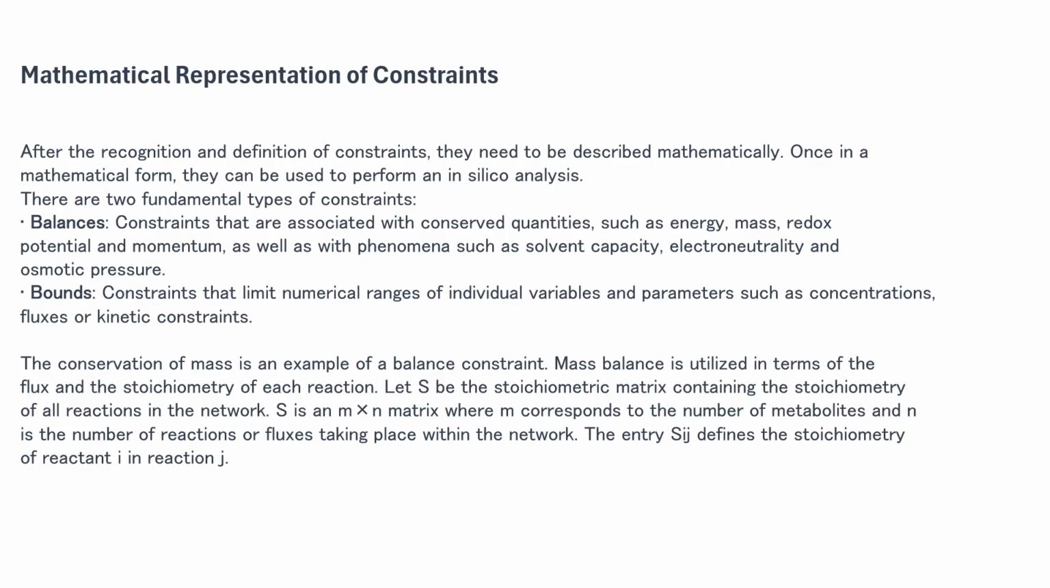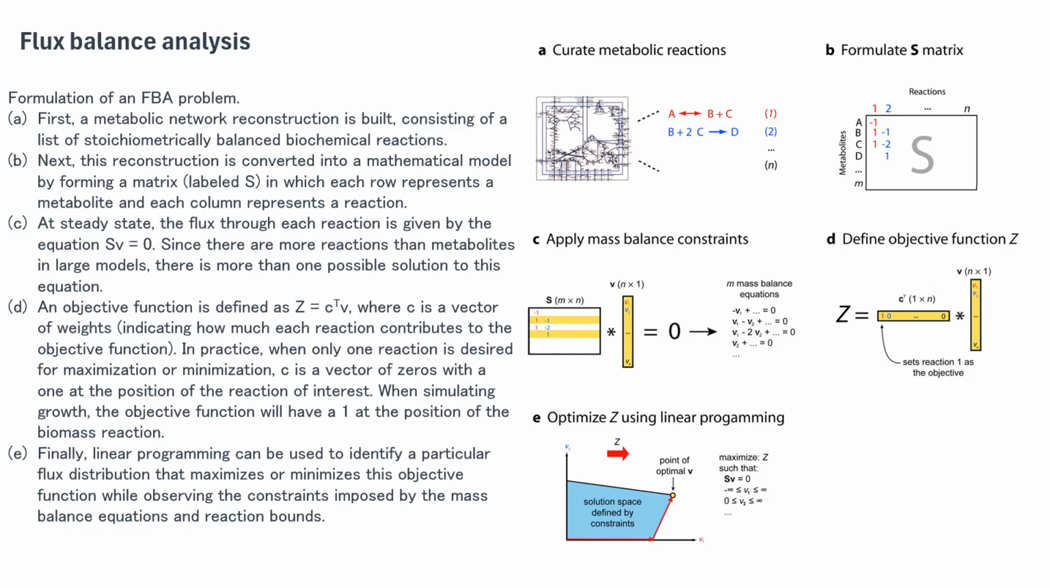So basically, your rows will be n cross n, your rows will be the reactions, and your columns will be the... no, sorry, I said it the other way around. So your rows will be your metabolites, and your columns will be the number of reactions. So your m by n stoichiometric matrix will have your Sij element defining the ith reactant in the jth reaction. So this we all have studied before. Next is flux balance analysis.